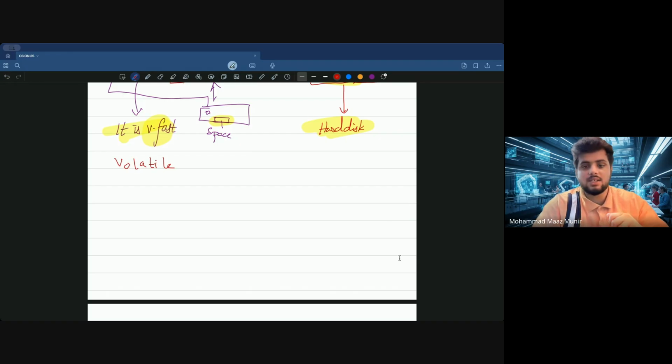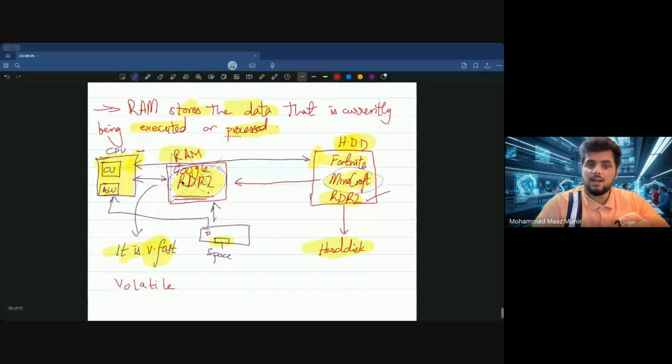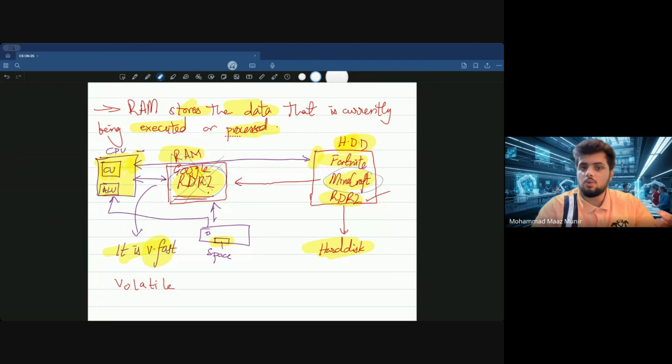Okay, so I'm discussing volatility. Volatile means, now look at the example above. I said that if I'm, let's say, playing RDR2 right now, and I'm done with RDR2, now I want to play Minecraft. So what did I tell you guys? I told you that the moment I turn off RDR2, the game is removed from the RAM, right? If I turn off Google Chrome, it's gonna go away, and my RAM is again gonna be empty.